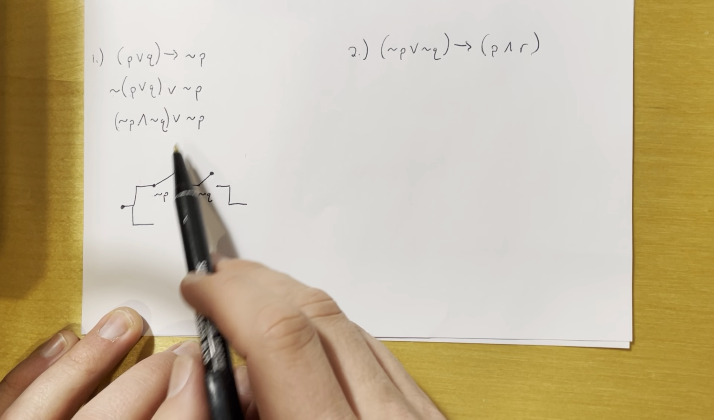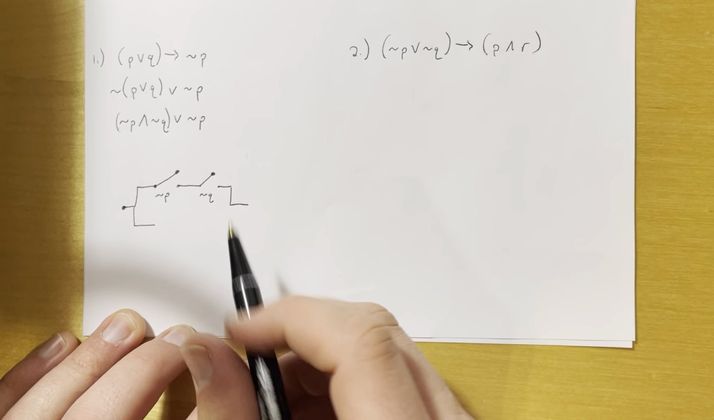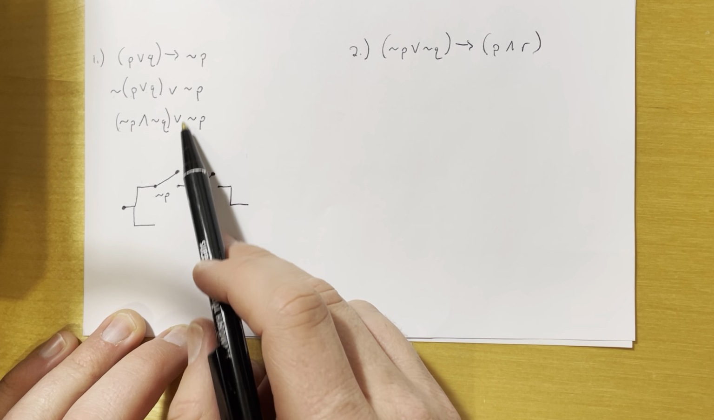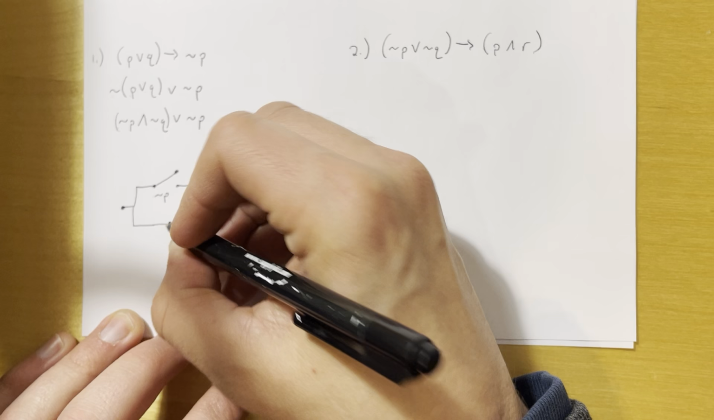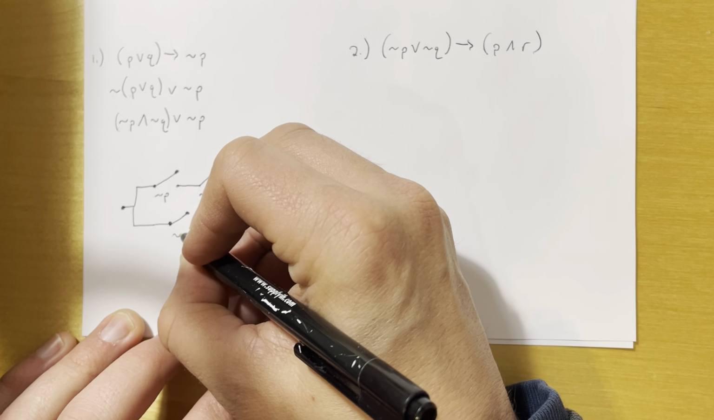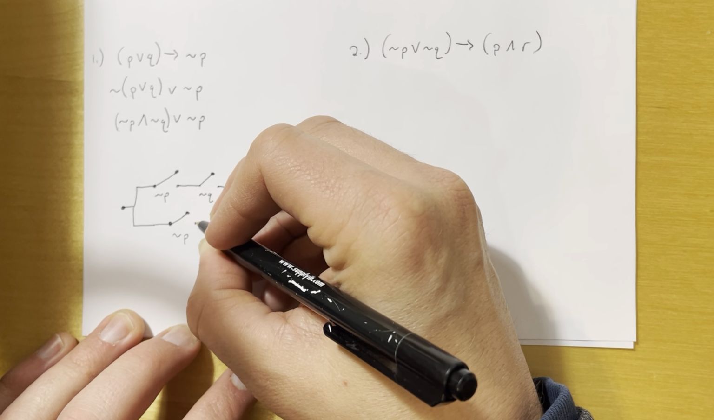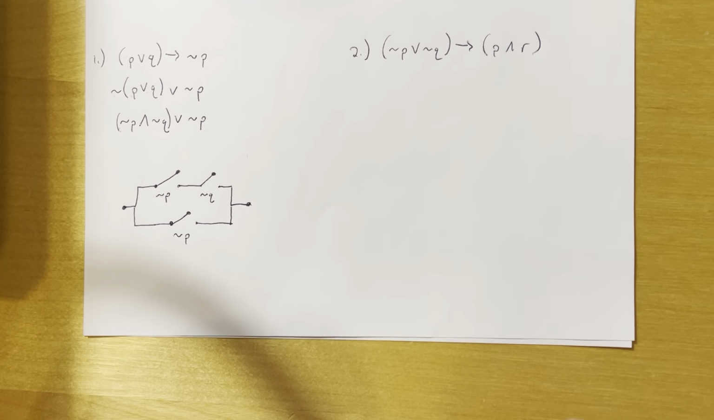The bottom part of the circuit is going to be the other statement in the original disjunction that we were talking about, and that one is simpler. It only has one component. It has the not P there. So it's going to look like this. Not P. Okay? That's what that circuit would look like.